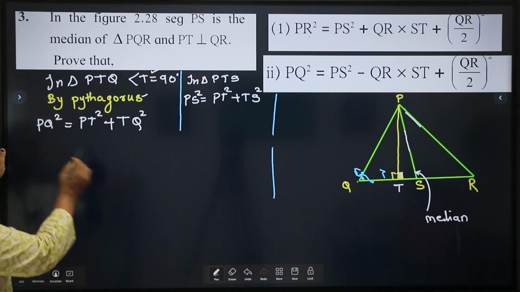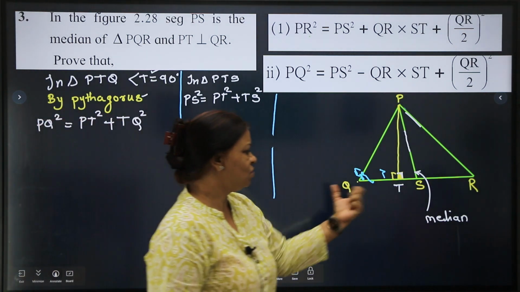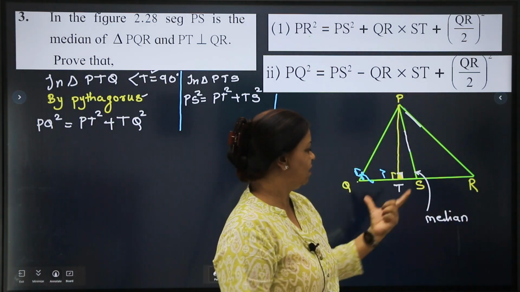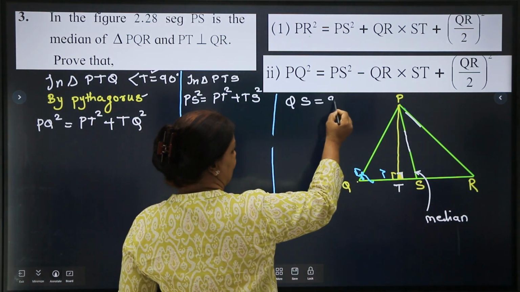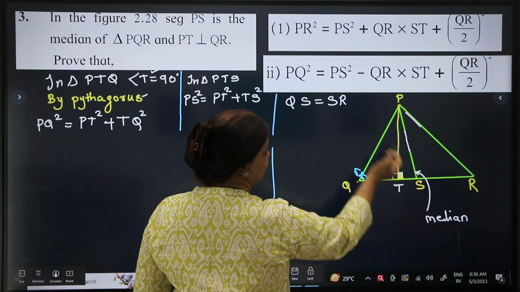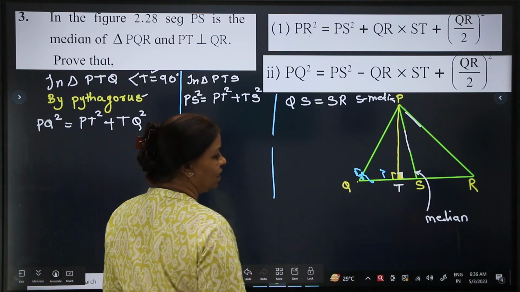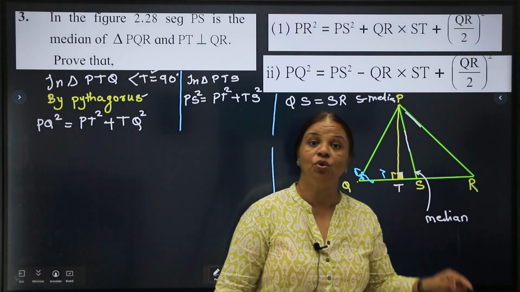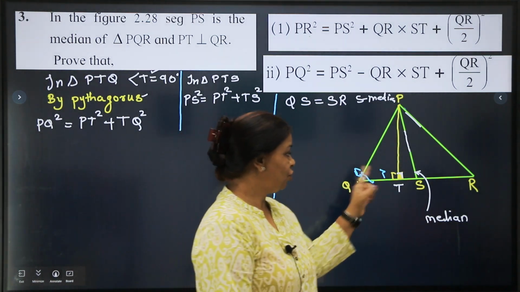Now look at this. PQ square is equal to PT square plus QT. Now QT is what? QS is equal to SR, and I want here QR. So QS is equal to SR. Why is QS equal to SR? In the first statement I have shown you, because S is the given median, and therefore QS is equal to SR. So if QS is equal to SR and I am getting QT, something which is there with QS, why not convert this QT in terms of QS?